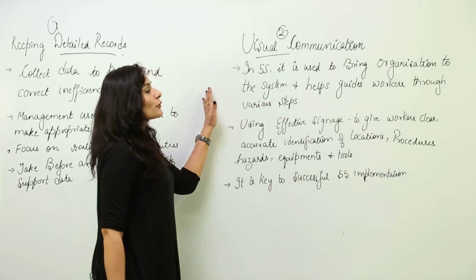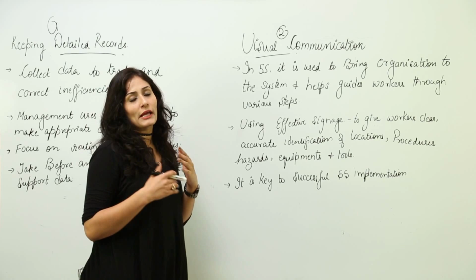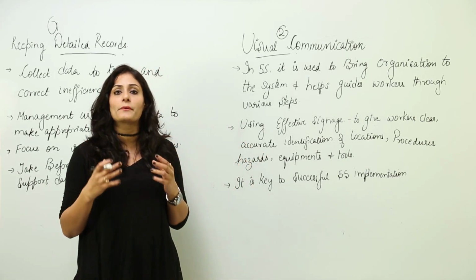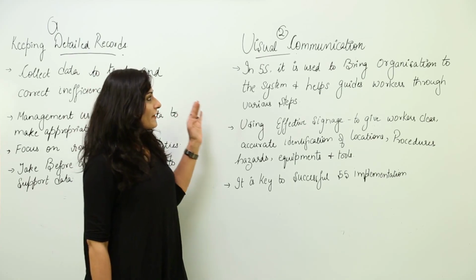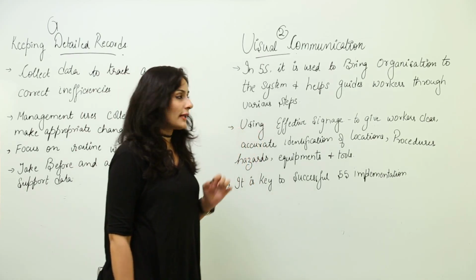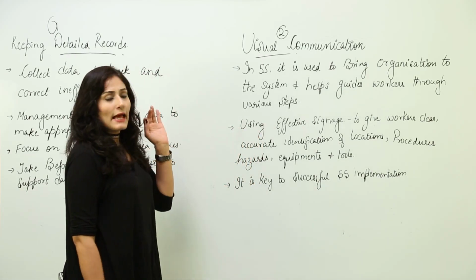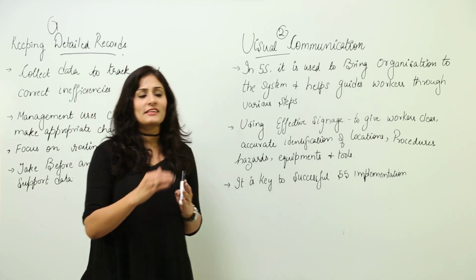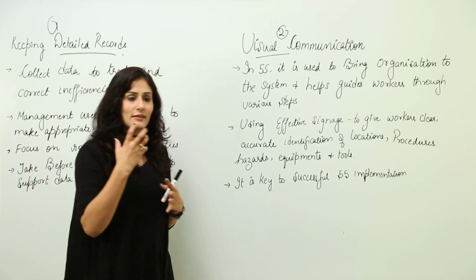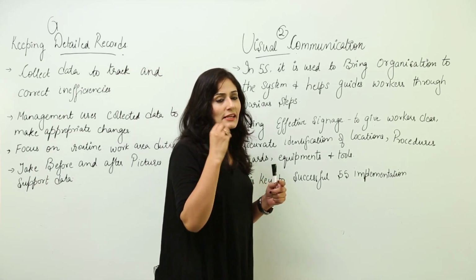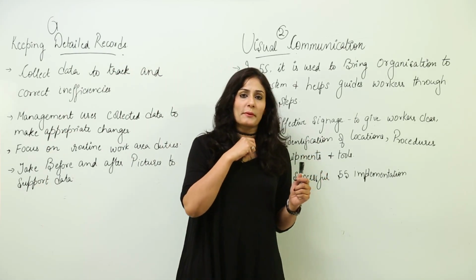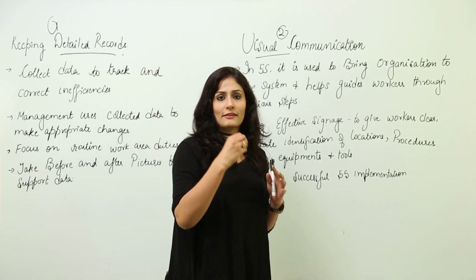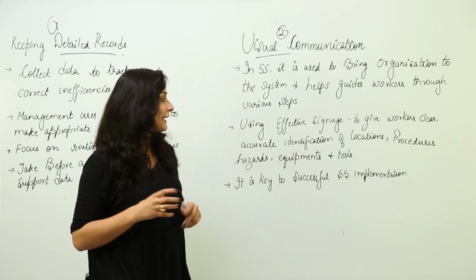And then when we talk about visual communication, visual communication is the backbone of 5S. You cannot implement 5S without proper visual communication. So in 5S, it is used to bring organization to the system and help guide workers through various steps, right? In all the 5 steps, we will be discussing how you can put signs and labels on everything, or mark the floors, etc. So visual communication, as I told you, is a major step in 5S.